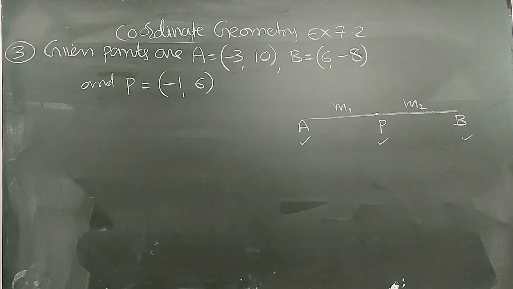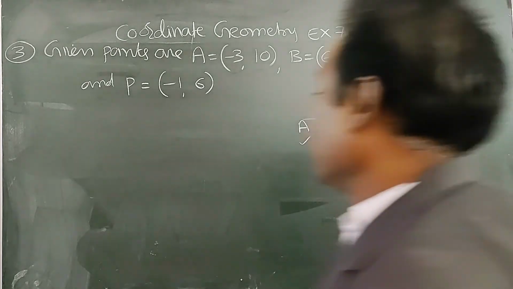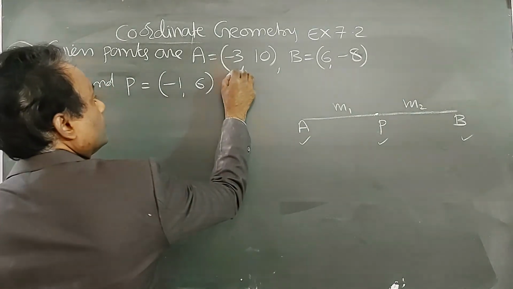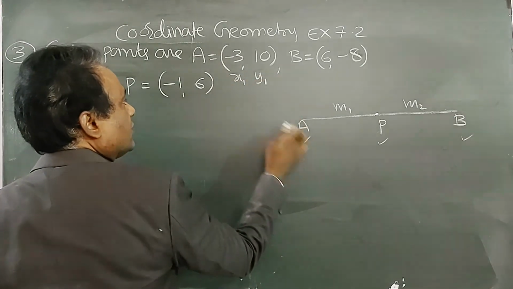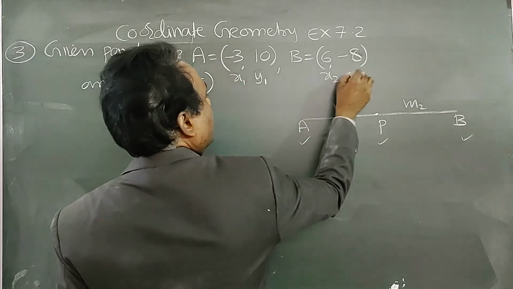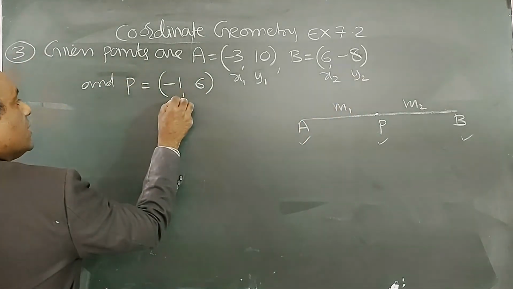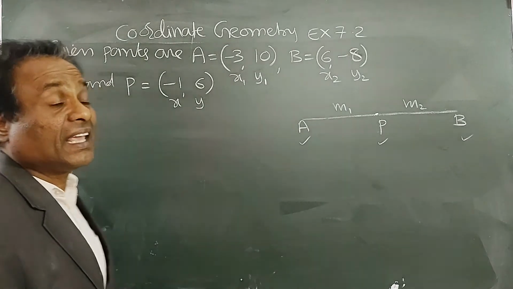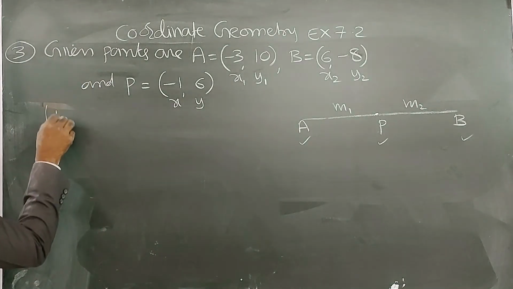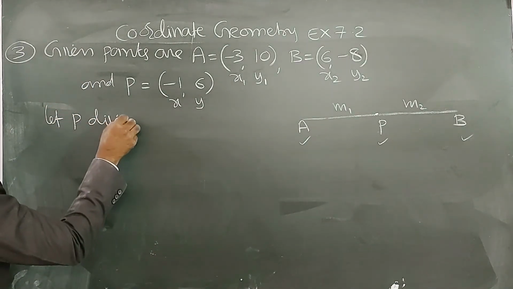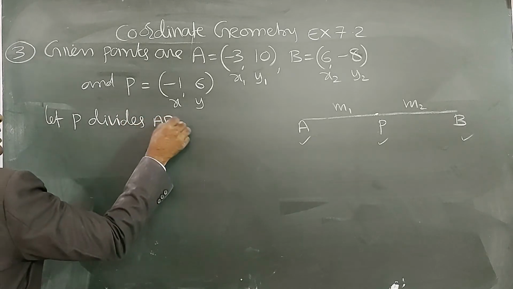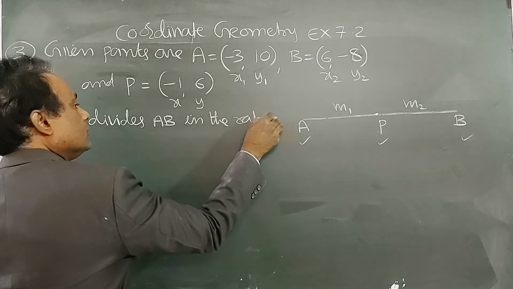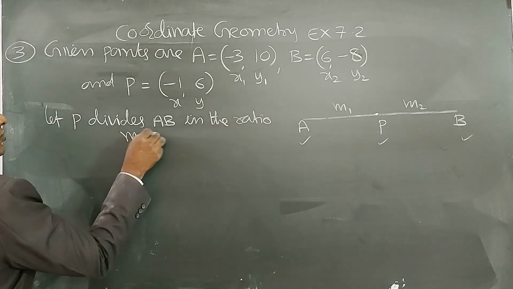At what ratio P divides AB, that we have to find. Take the first point as x1, y1, second point as x2, y2, and this point as x, y. This ratio we have to find. Let P divide AB in the ratio m1 is to m2.